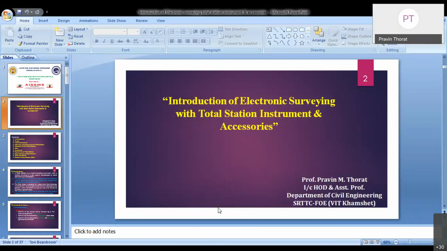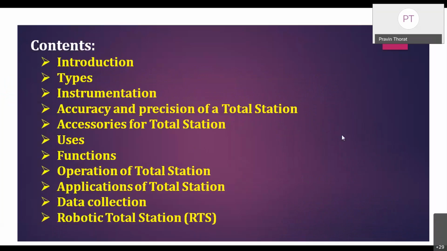I'm Professor Pravin Thorat. I completed my graduation from AGGS IIT Nanded, and then post graduation from SPPU Pune. Currently I am working as in-charge HOD and assistant professor in the college Ramesh Tulsiani Technical Campus, Faculty of Engineering, near Kamshet. So today I present the topic introduction to the total station.